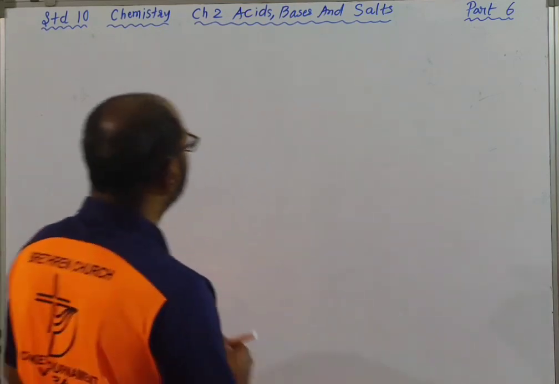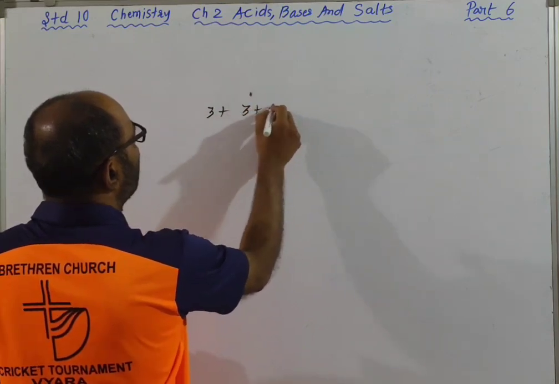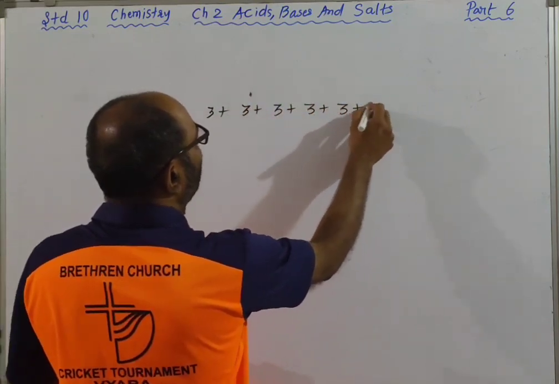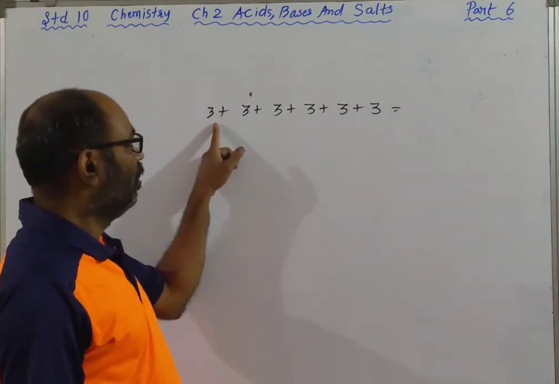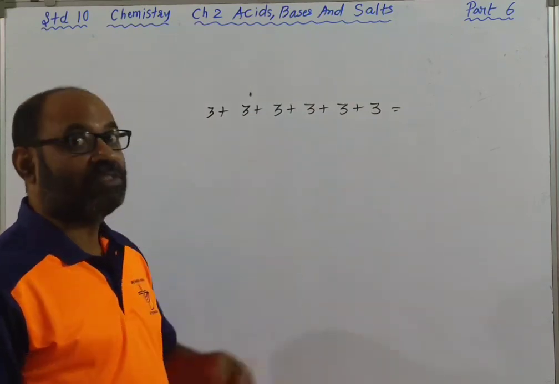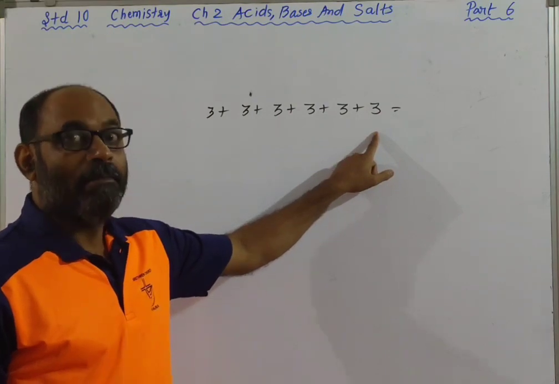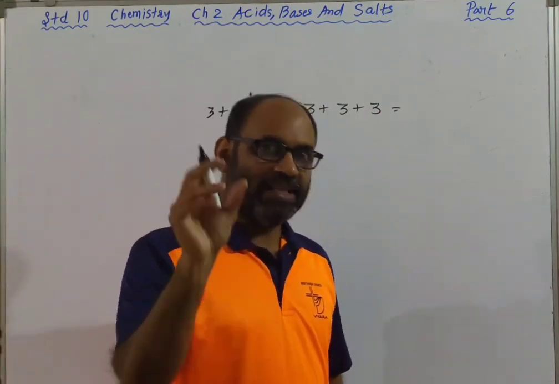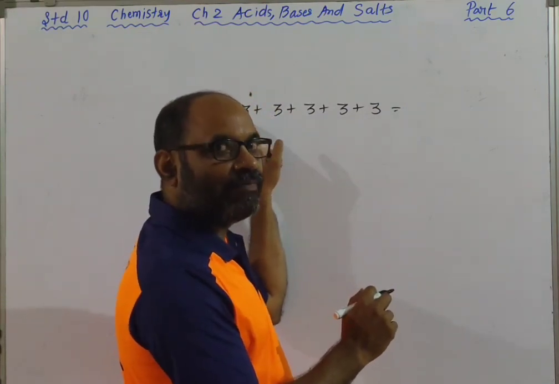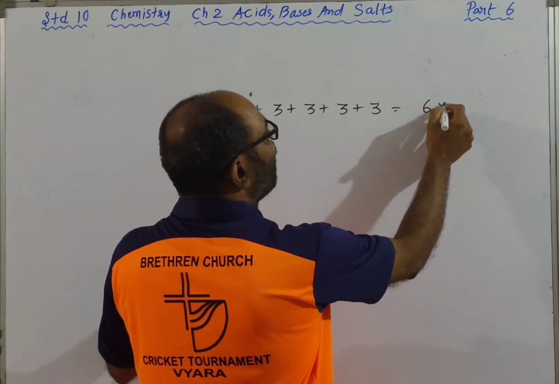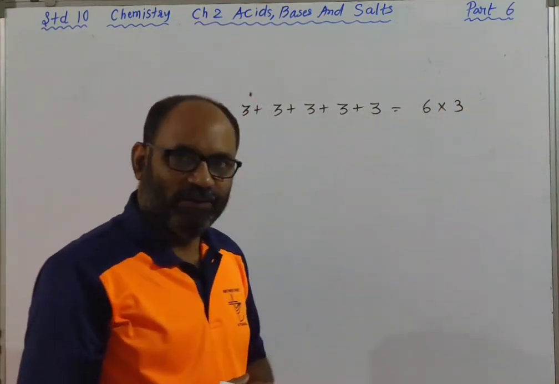Children, look at this. 3 plus 3 plus 3 plus 3 plus 3 plus 3. 3 is repeatedly added with itself 6 times. It is a very long expression. Mathematicians express this in brief as 3 is repeatedly added with itself 6 times. So 6 times 3. This big expression is written in brief.